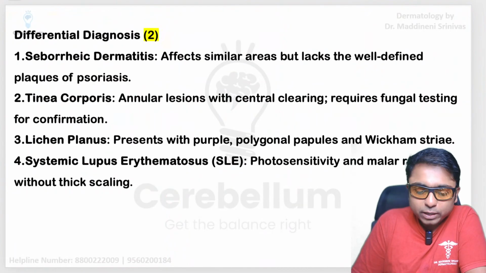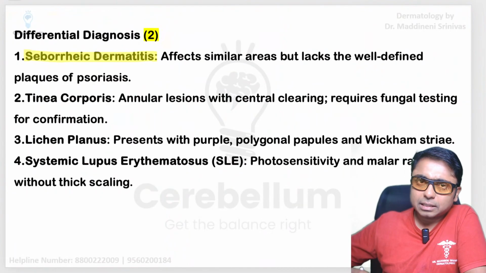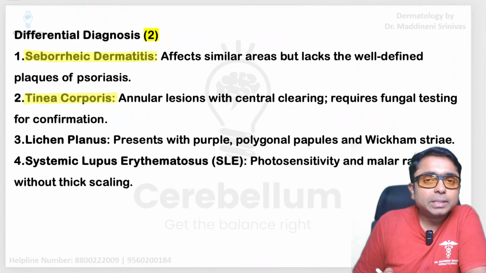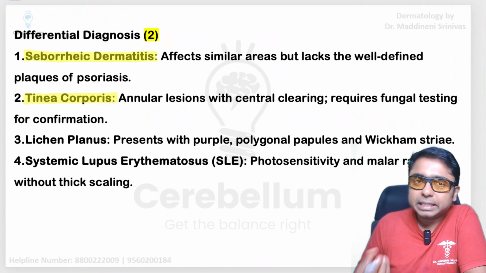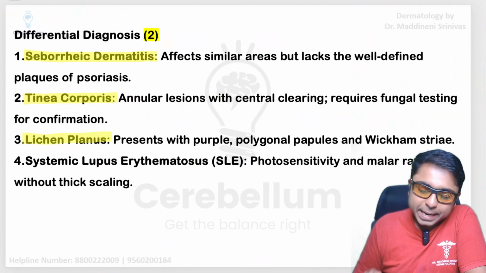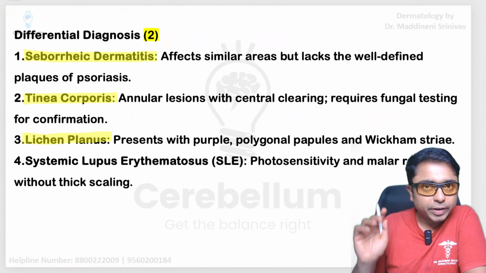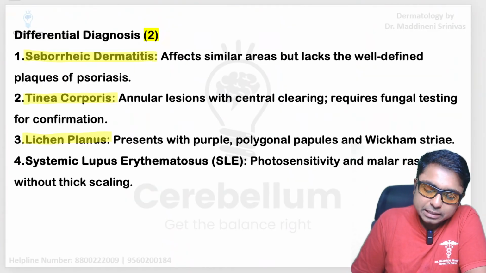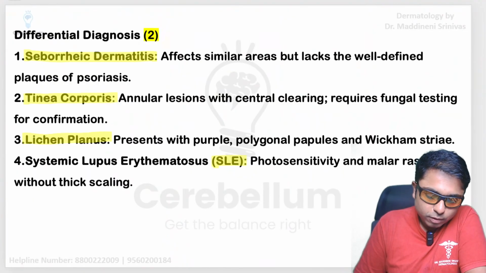Coming to the differential diagnosis, just remember seborrheic dermatitis. If there is scaling over the scalp, there is a close differential which is seborrheic dermatitis. If the lesions are present over the body, you should think of tinea corporis, but tinea corporis is associated with itching because it is a fungal infection due to dermatophytes. Lichen planus, so there is going to be presenting with 5 P's. I hope all of you have watched the video. I have made a lichen planus video already. And systemic lupus erythematosus also could be one of the differentials. So just remember what are the names of all these conditions.